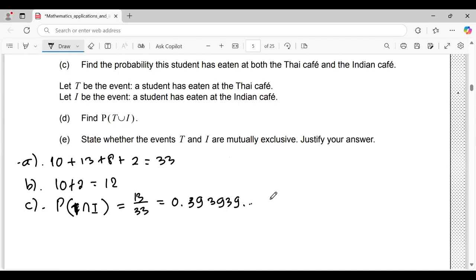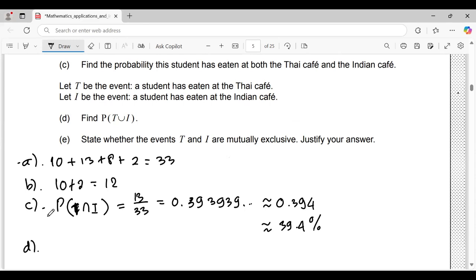And so on, rounded to 0.394, to three significant figures. Okay, 0.394, or in percentage, 39.4%.